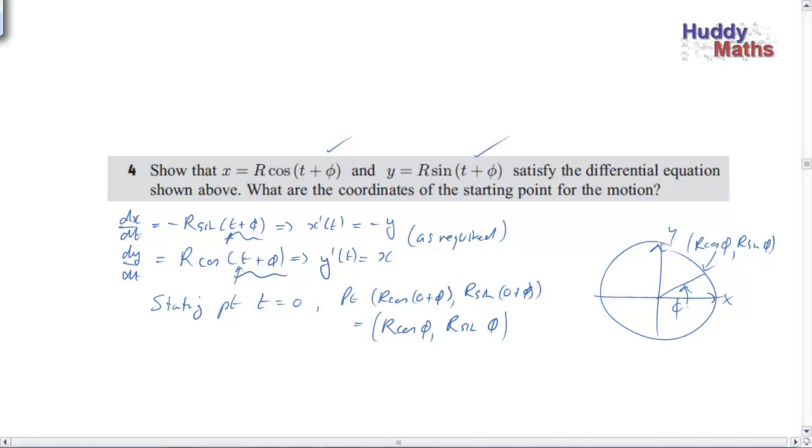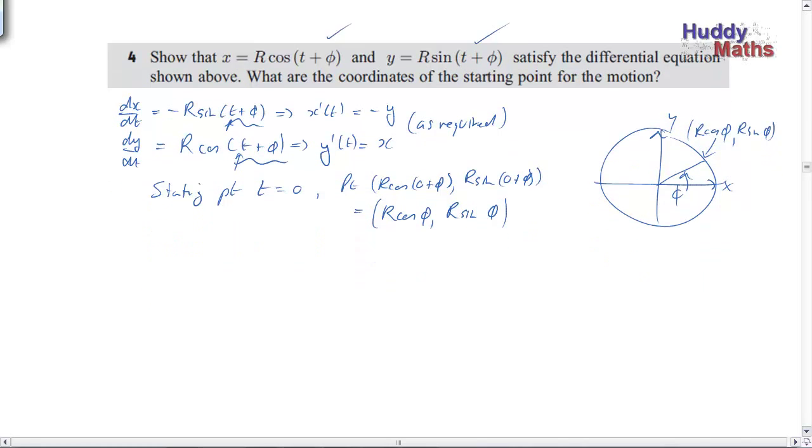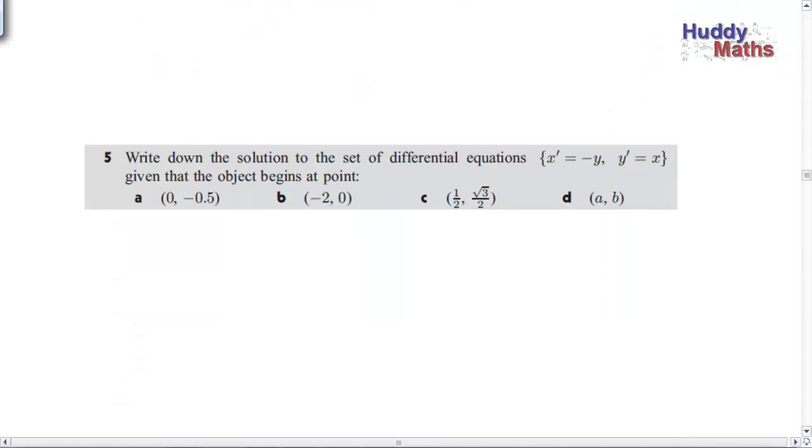All right, let's move on and do the final little bit of analysis on this basic one. Write down a solution set to the set of differential equations given that the object begins at this point here. So here now what we need to do is to say, well, our solution is x equals r cos(t plus psi), and y equals r sine(t plus psi). I'm going to do the first one. You can have a look at the other ones then.